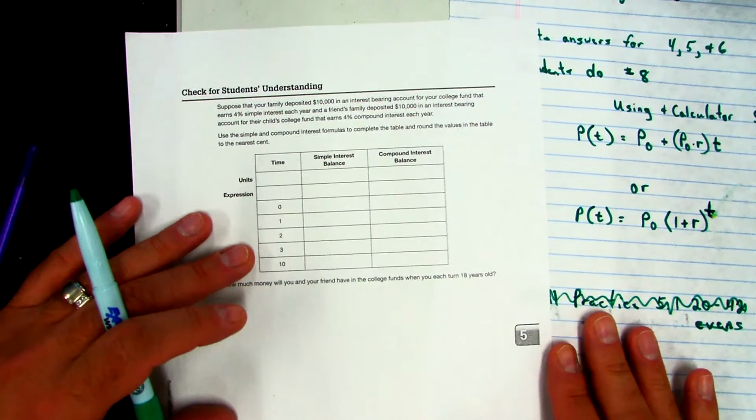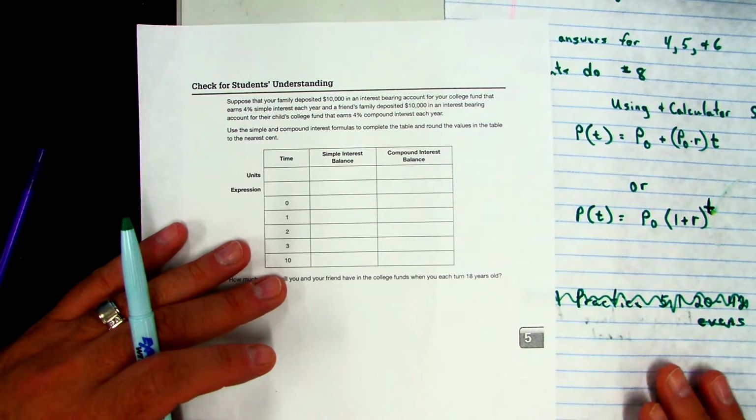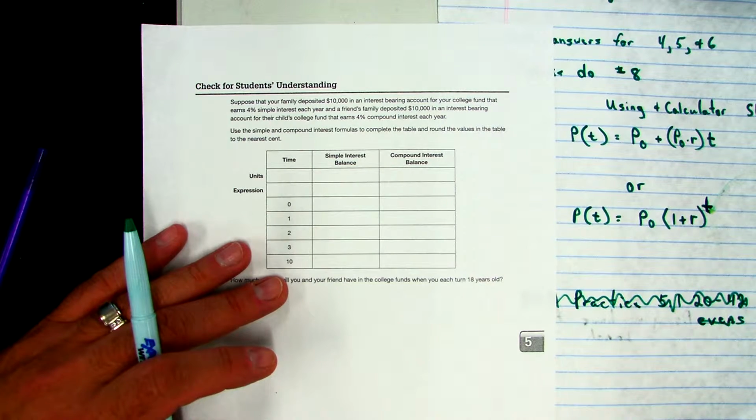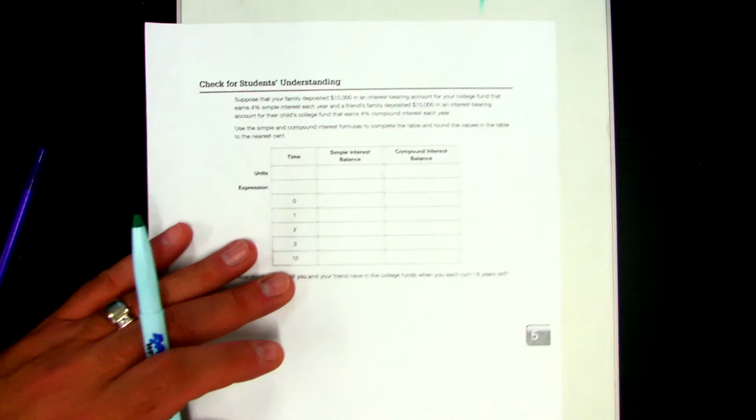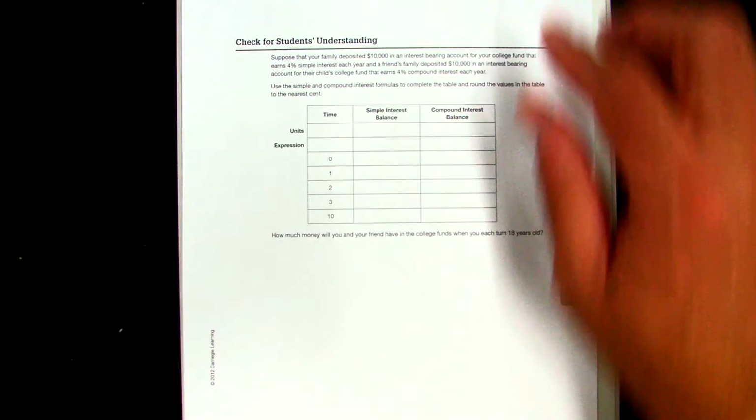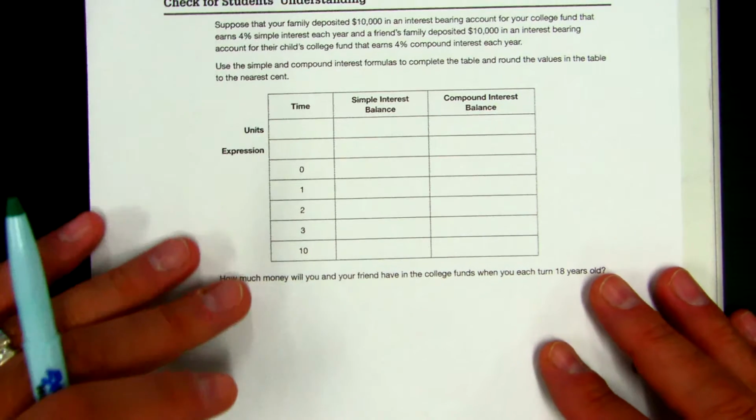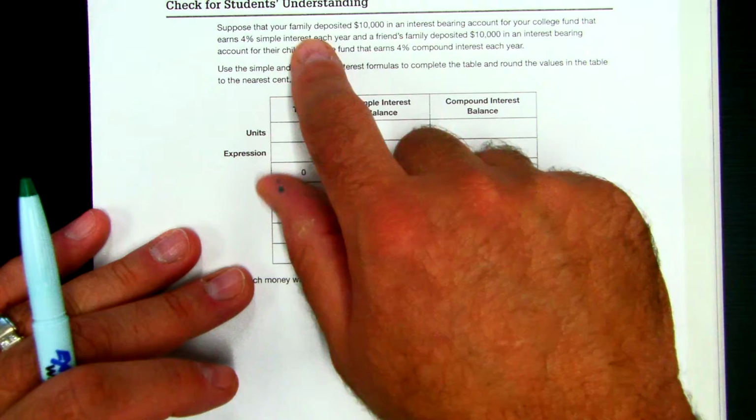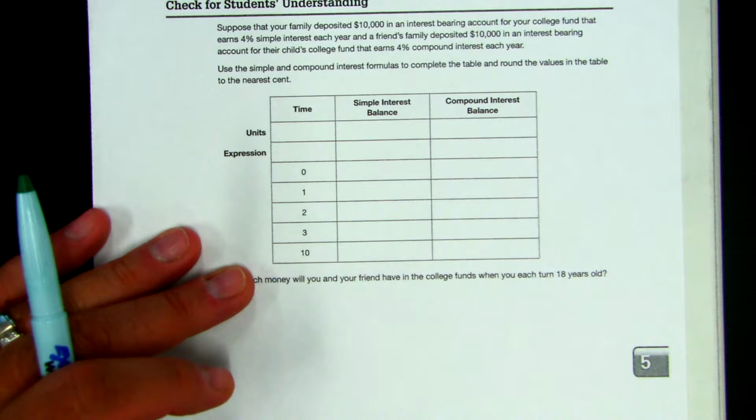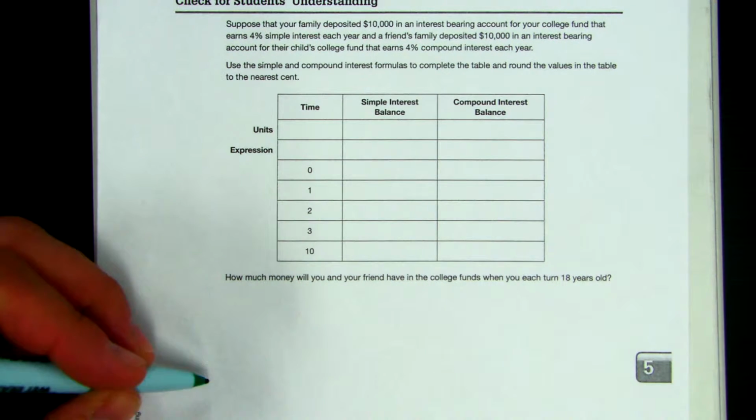Hopefully you have those formulas written down somewhere, because I'm going to move this paper. So pause it real quick and write it down, and then you can see what we're talking about. For the first problem, it said you were depositing $10,000. Well, that's your initial amount. So you have the two problems.